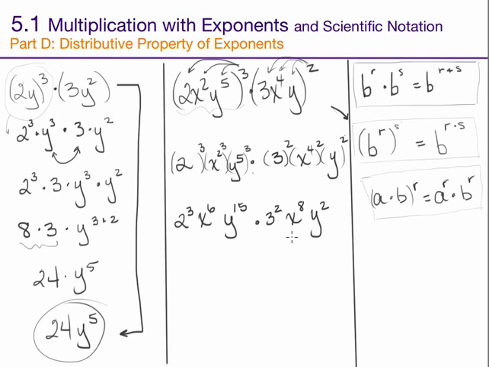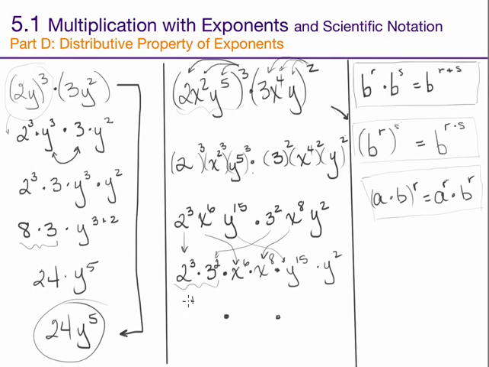If I can do that one at a time, then I can skip straight to having all of my numbers multiplied by each other, followed by all of my x's, and finally times all of my y's. This lets me simplify the numbers, the x's, and the y's.